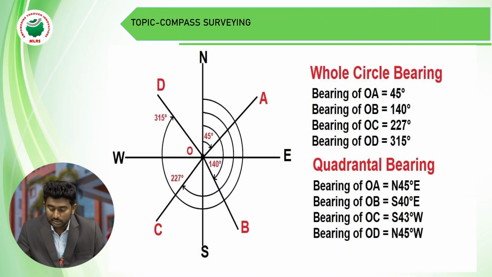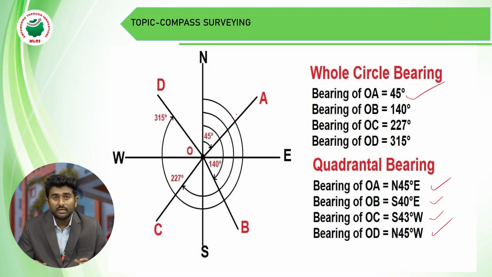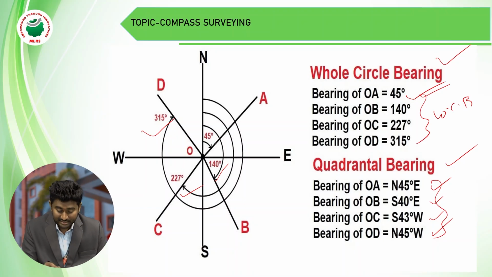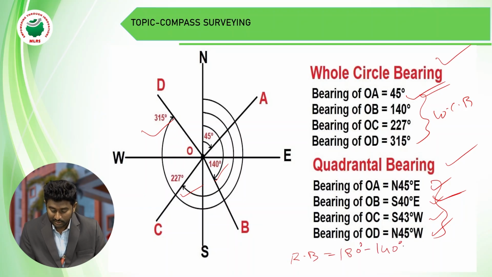Now coming to the whole circle bearing values and quadrantal bearing values. For the example diagram, the bearings of 45 degrees, 140 degrees, 227 degrees and 315 degrees are all whole circle bearing values. These are the quadrantal bearing system values: 45 degrees. Next, 40 degrees. How to get the 40 degrees? Reduced bearing equals 180 degrees minus 140 degrees equals 40 degrees. So this is the quadrantal bearing system.